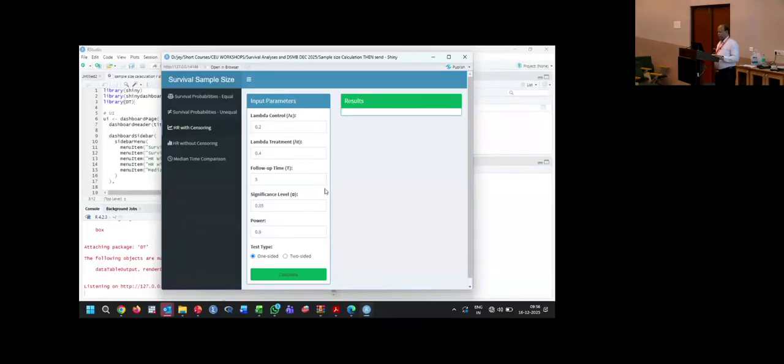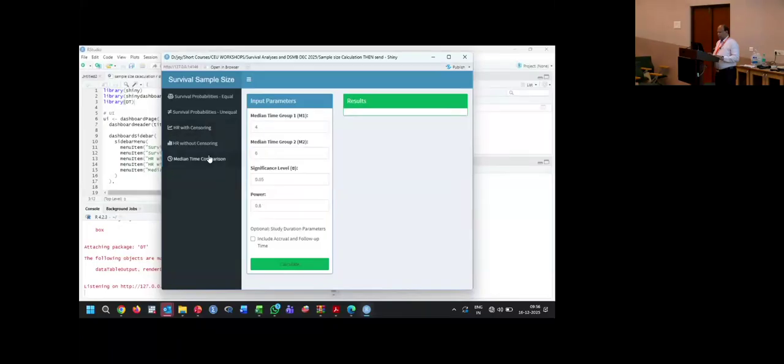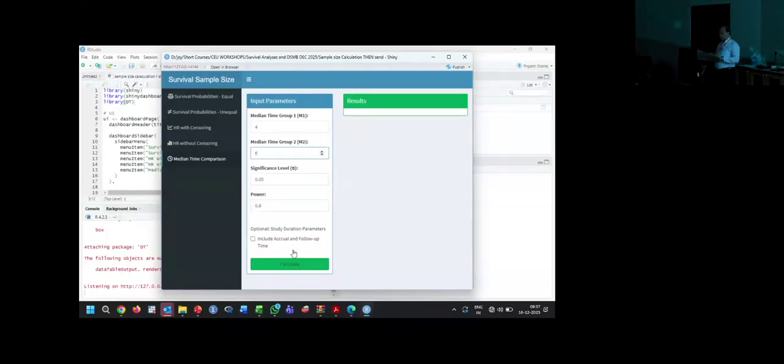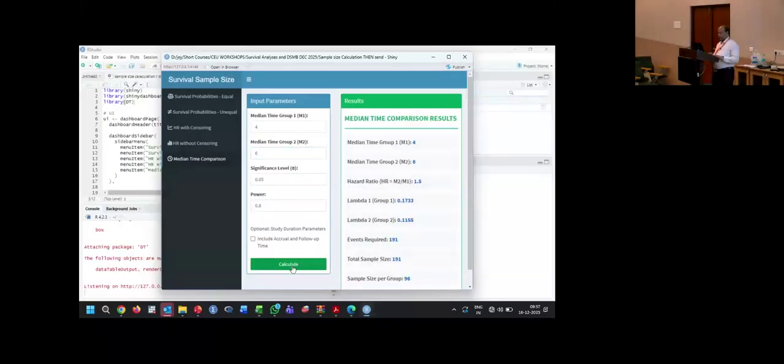That is all I have in sample size calculation. Median time, for example, is 4 months for one group and 6 months for group 2, with 5% level of significance and 80% power. So calculate the sample size. See here, it says 190. The sample size per group is 96.